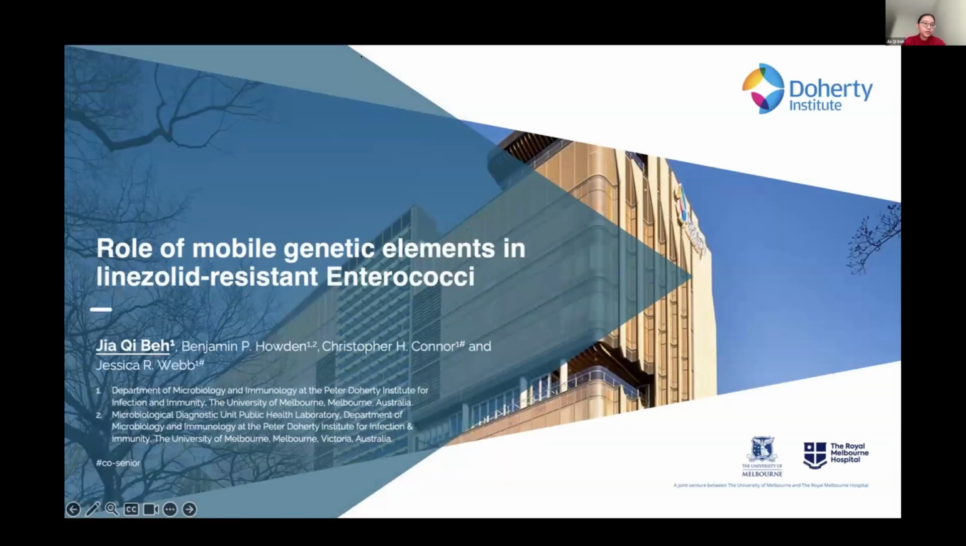Okay, just before I start, I want to check if my slide is showing up nice and clear. All good. Yep, thanks. Okay, so hi, my name is Jia. I'm a PhD student at the University of Melbourne, based at the Doherty Institute. My talk today will explore some of the mobile genetic elements, also known as MGEs, in linezolid-resistant Enterococcus species.